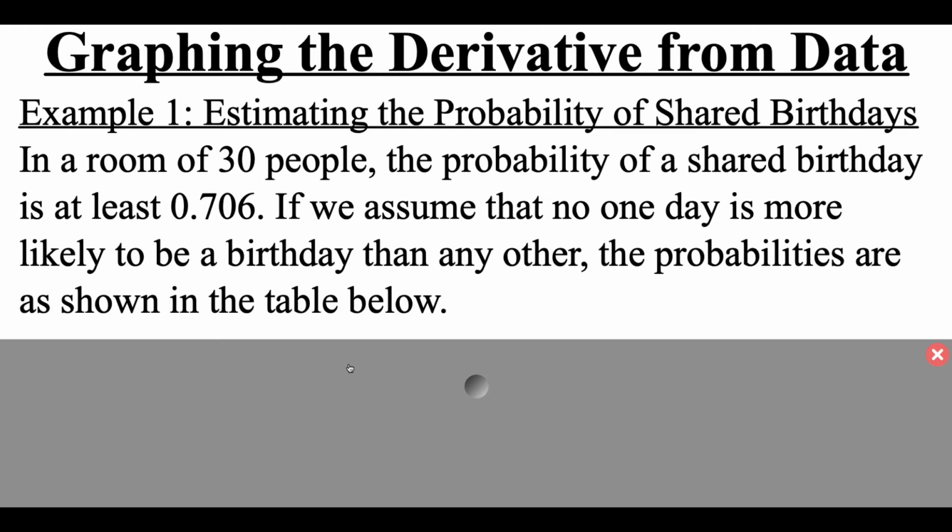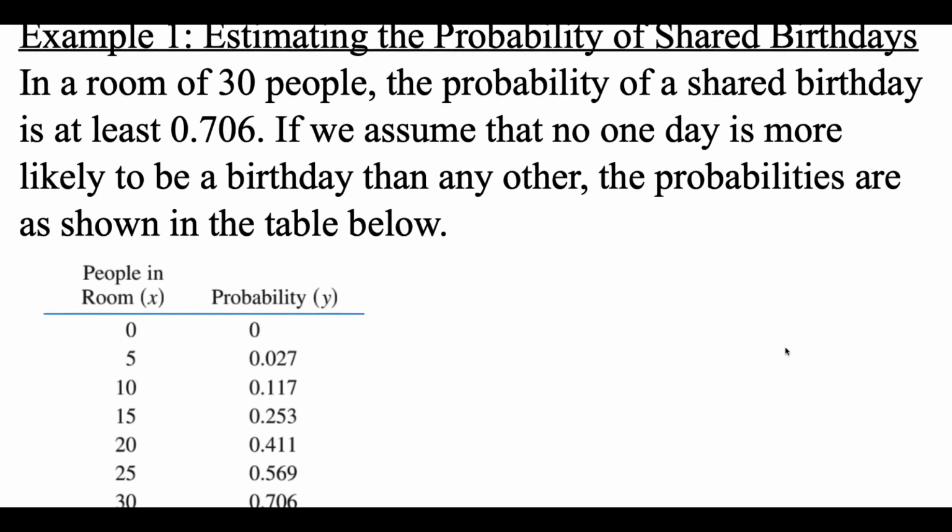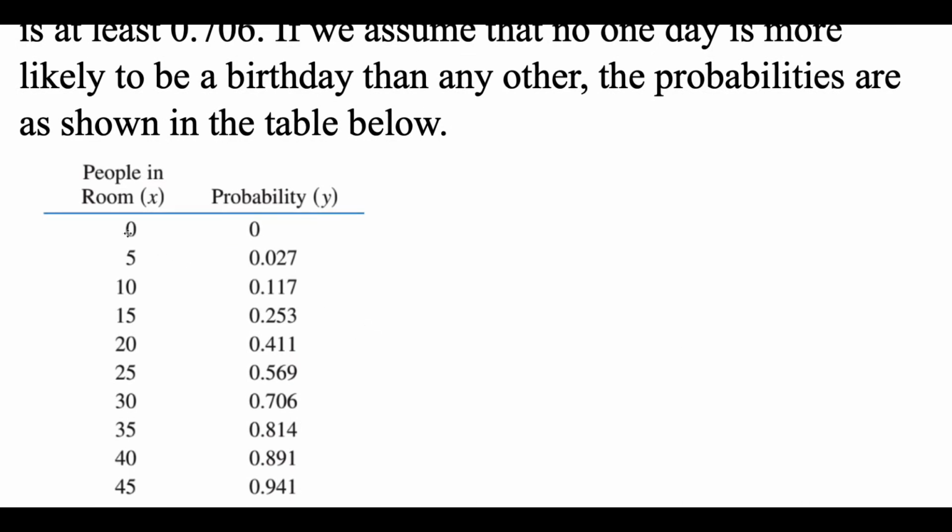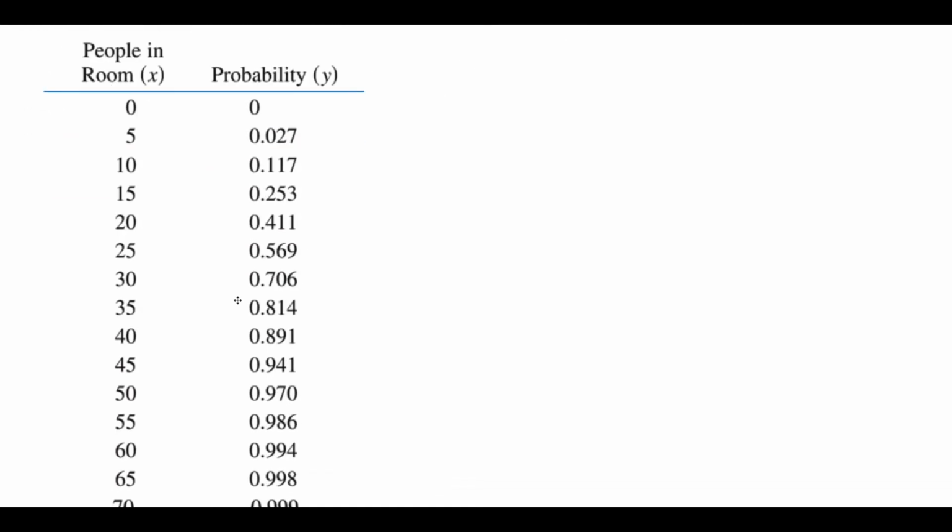So if we assume that no one day is more likely to be a birthday than any other, then we can come up with the probabilities shown in this table below. So if there are 0 people in your room, then there would be a 0 probability. If there are 5 people, then that would be 0.027, or 2.7%. Jump up to 10 people, and it's 0.117, and so on down the line until we get all the way down to a room of 70 people, where the probability is 0.999, or almost 100%.